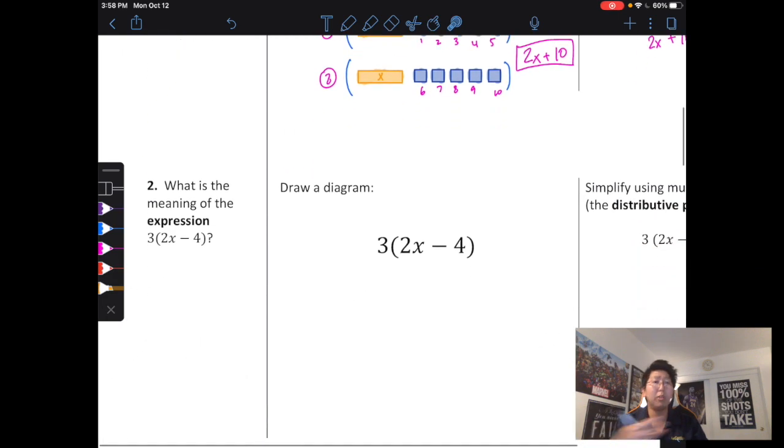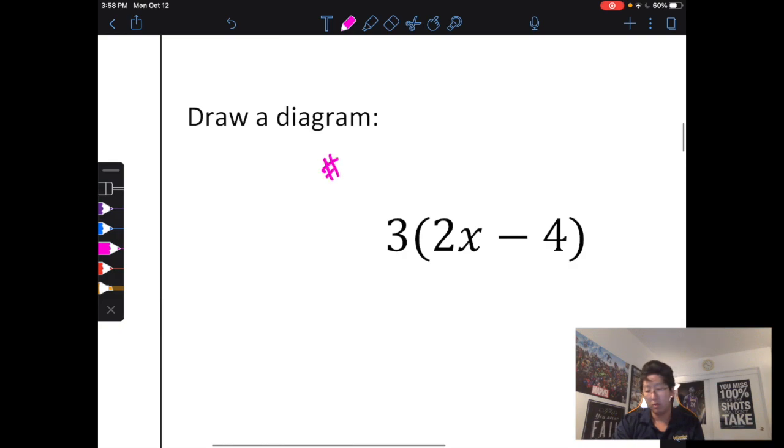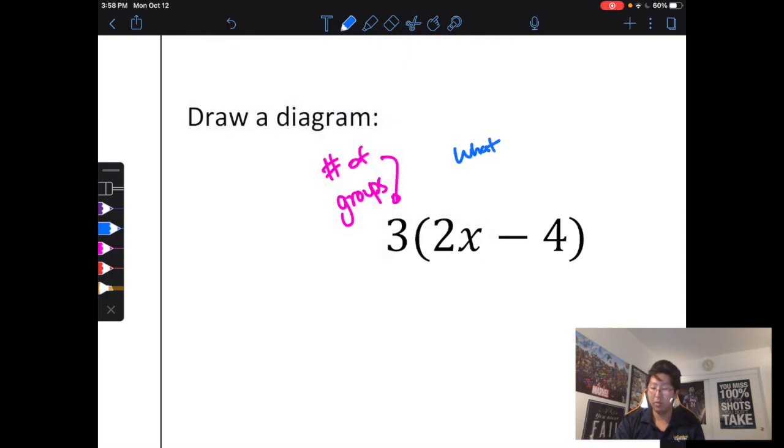So I'm going to do a couple more examples where we draw diagrams, and hopefully you're able to see, oh, that's what it means, right? So here we have 3 groups. So that means we're going to need 3 different groups. This is the number of groups. And inside that group, what's inside each group is going to be 2x minus 4.